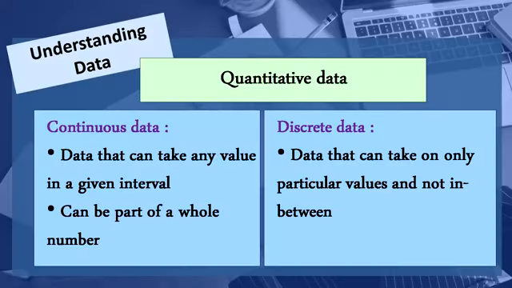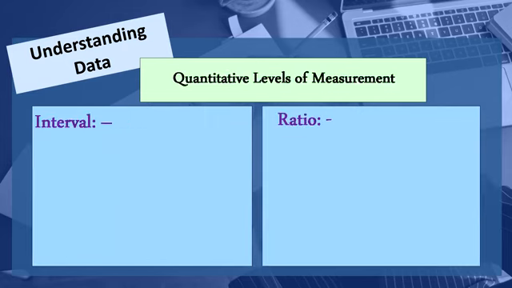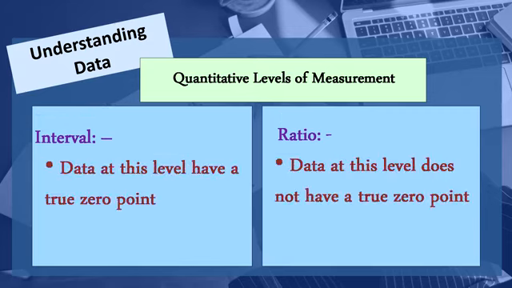Next level is quantitative data. Here we have discussed continuous and discrete data. Discrete data or continuous data can again be classified into two levels of measurement: one is interval, another one is ratio. And the difference between ratio and interval is that in interval, the 0 has a meaning; in ratio, the 0 doesn't have meaning.